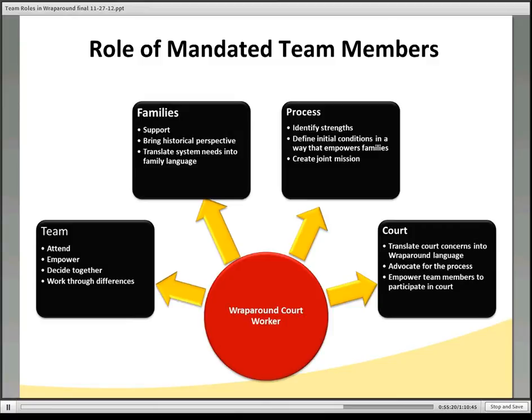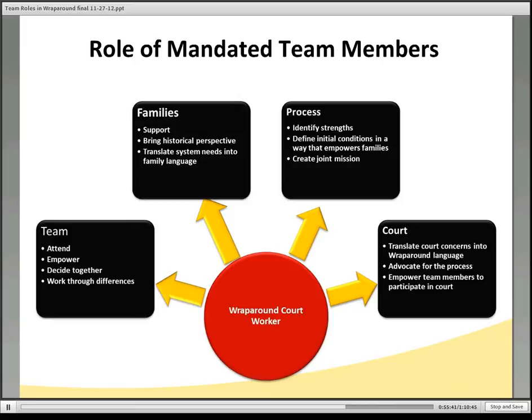And also, these mandated team members would need to keep everyone informed about what's going on, and vice versa. So anything that would happen in the team would then need to go back to these team members, so that everyone can stay on the same page and working together.